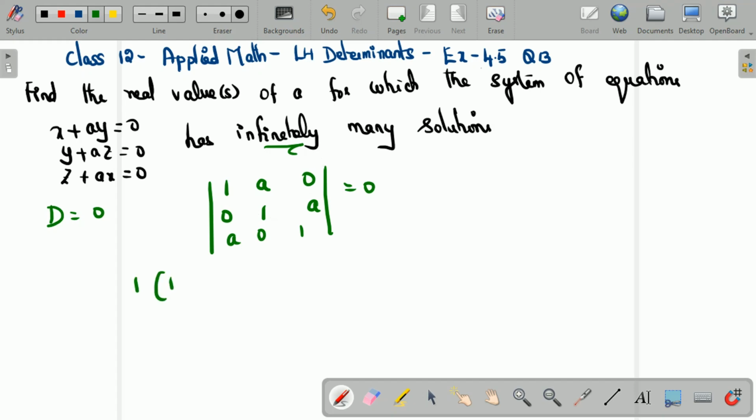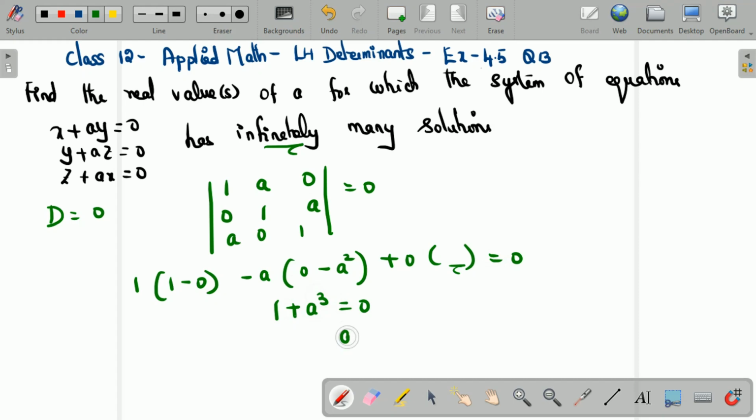So this is 1 into 1 minus 0, minus A into 0 minus A squared, plus 0 into whatever happens this way. It is either way 0, so I'm directly equating it to here. So 1 minus, or minus is plus, A cube is equal to 0, which means A cube is equal to minus 1. So A can take only one value in this case, which is equal to minus 1. So the real value of A for which this equation will have infinitely many solutions is A is equal to minus 1.